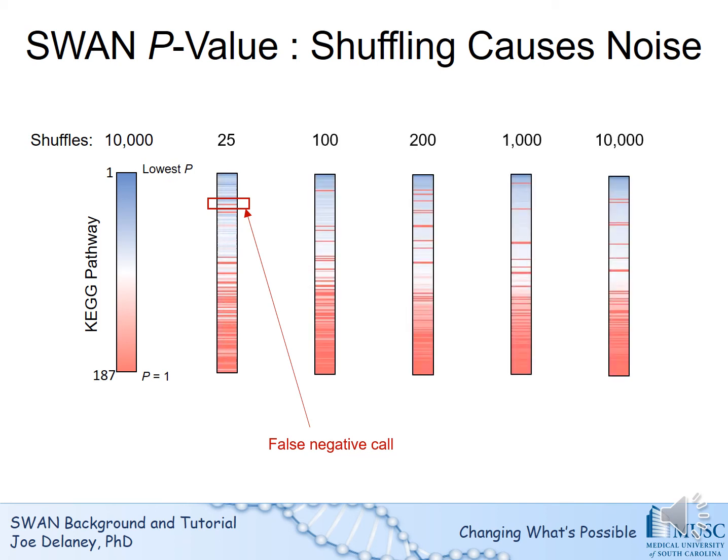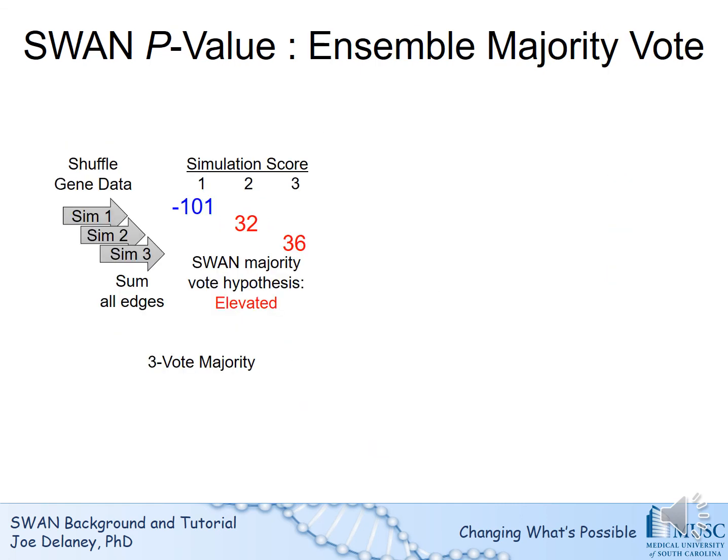And actually, it doesn't matter how many permutations we do. Even if we go all the way up to 10,000 again, then we may actually get some false negative calls. And that is just because of the way these data sets are enormous, and these networks can be very heterogeneous. So how do we get around this?